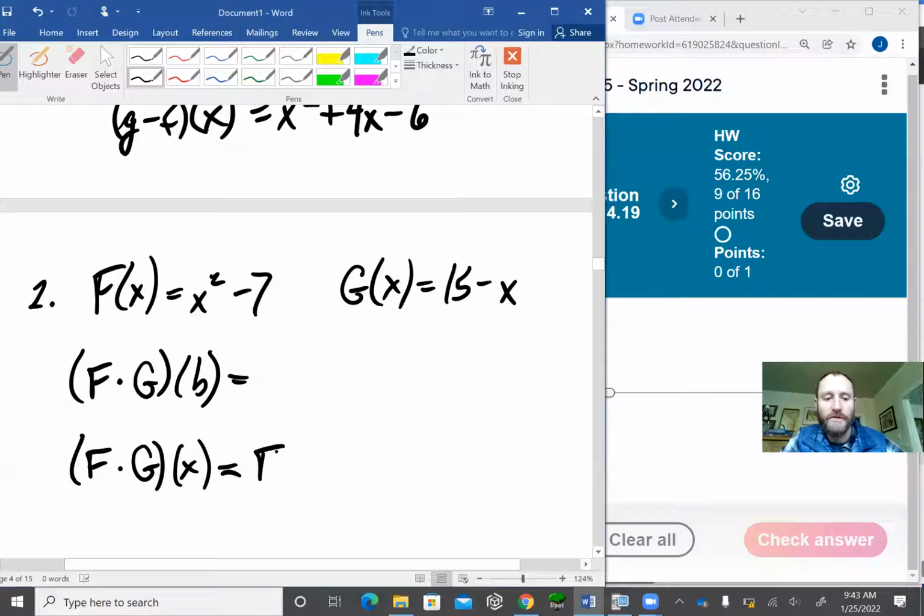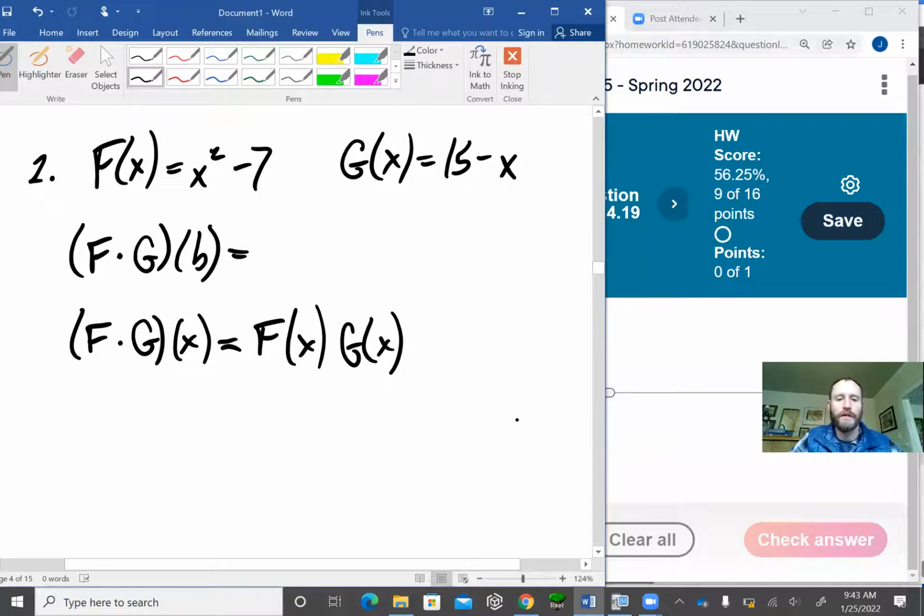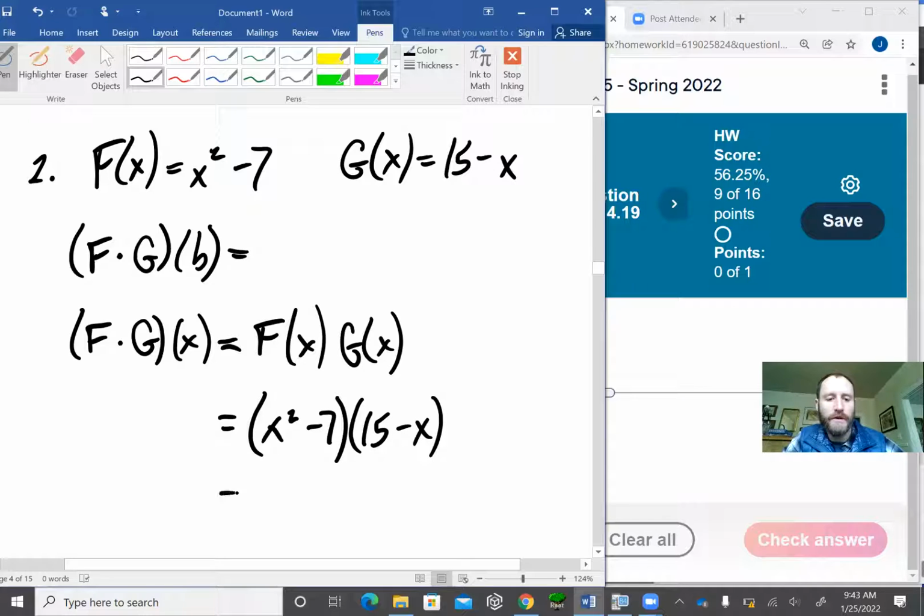That's all there is to it. So f of x times g of x. Okay, so again, this is like one where we're just going to FOIL them out, right? So capital F, big F is x squared minus 7. Big G is 15 minus x. Okay, so now FOIL those out.